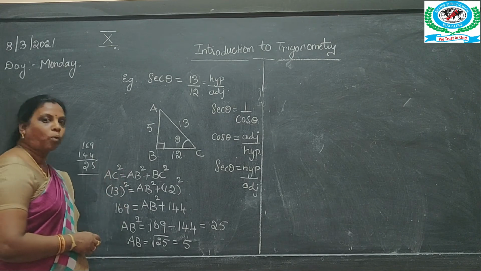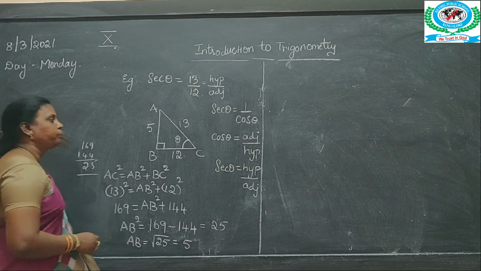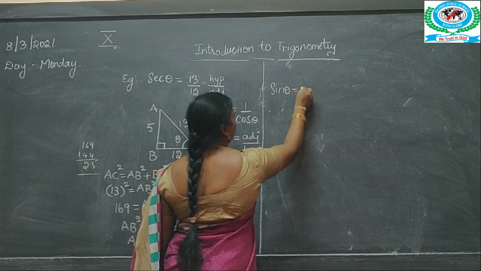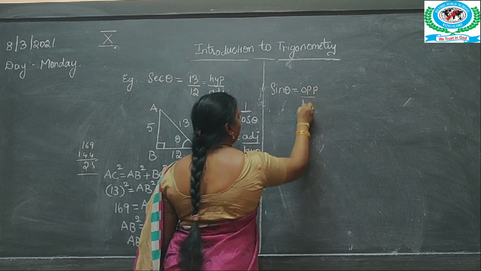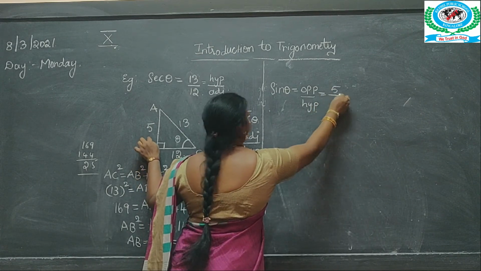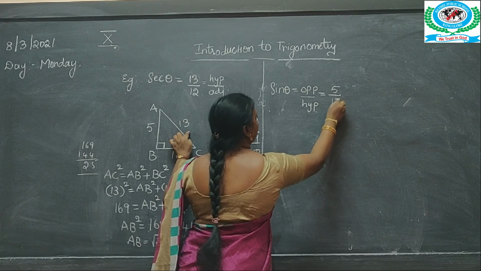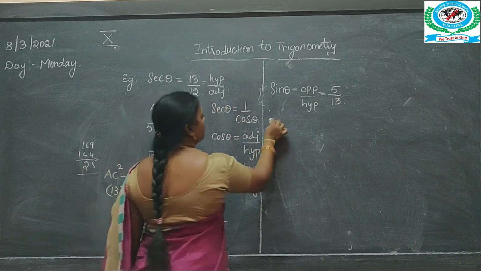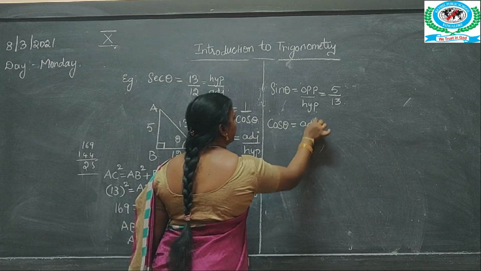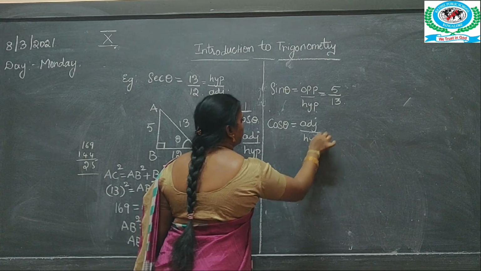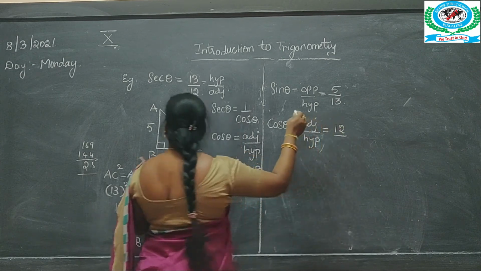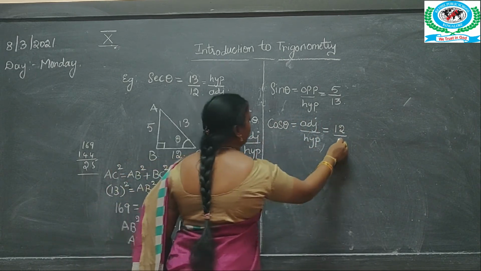First we'll see what is sine of theta. We know sine of theta is equal to opposite by hypotenuse. So the opposite side is 5 and the hypotenuse side is 13. So it is 5 by 13. Next we will see what is cos of theta. Cos of theta is equal to adjacent by hypotenuse. So the adjacent side is 12 and the hypotenuse is 13.